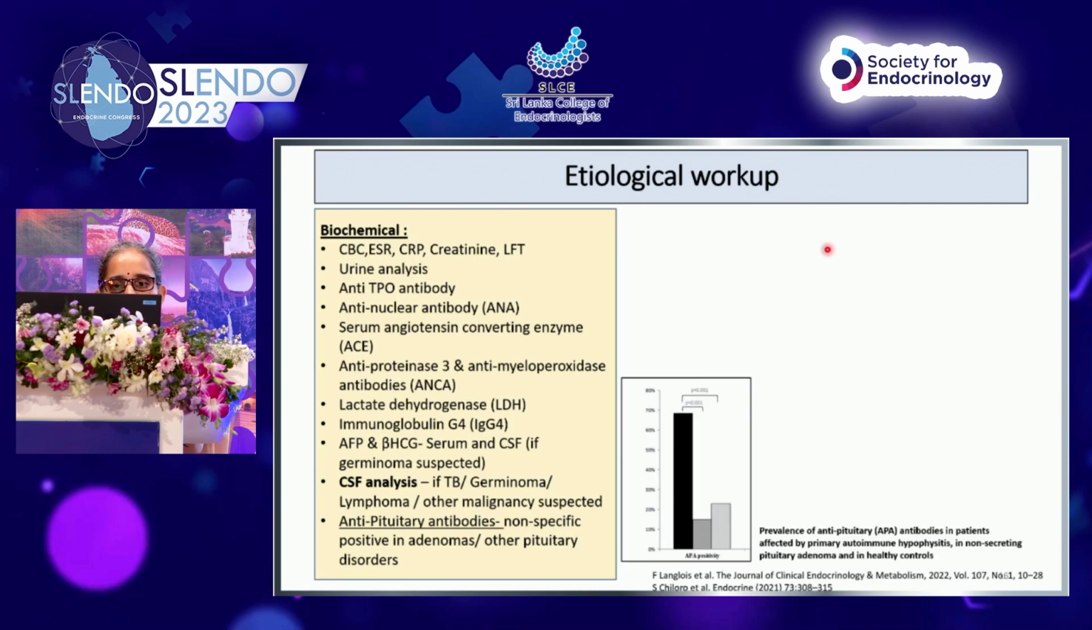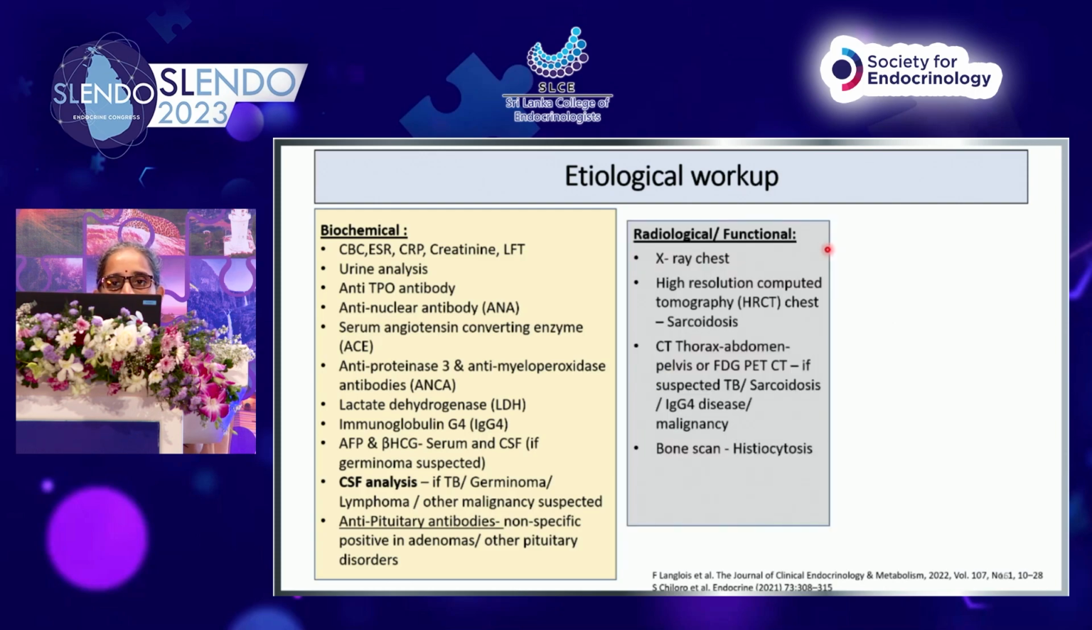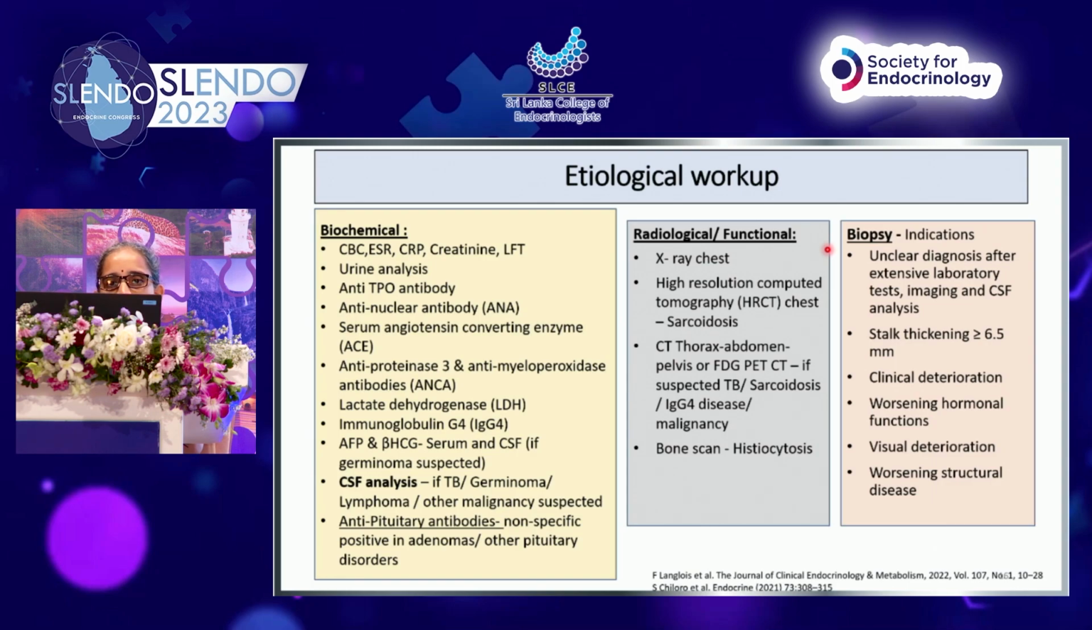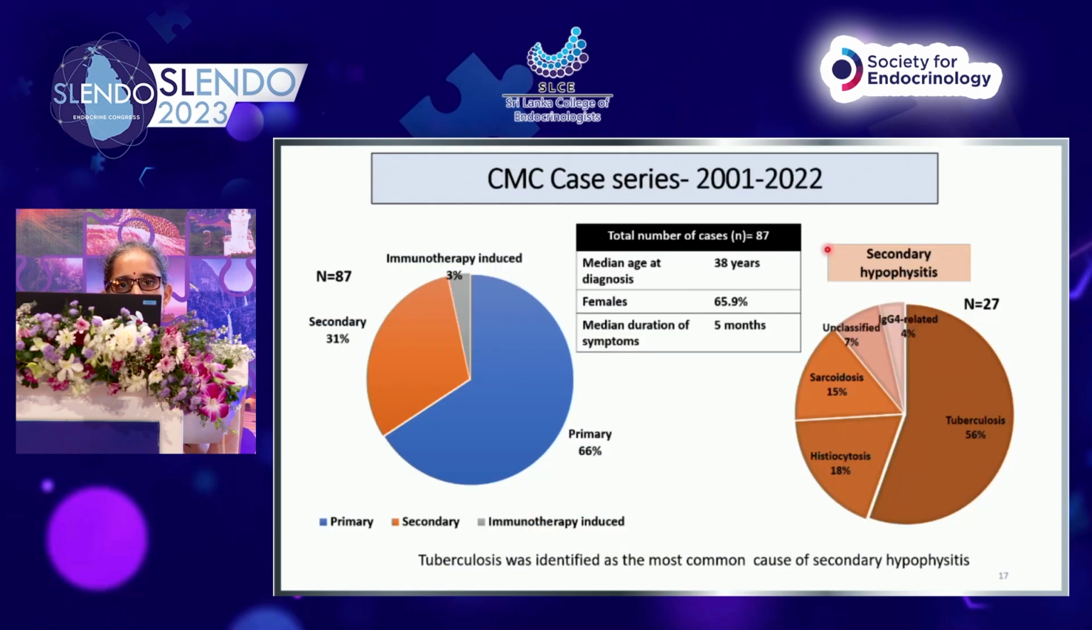Anti-pituitary antibodies are non-specific. They may also be seen in patients with pituitary adenomas as well as healthy controls. Radiological investigations would include a CT thorax abdomen, and in some cases an FDG PET scan would be required. Biopsy is indicated when the diagnosis is unclear after extensive blood tests as well as radiological investigations.